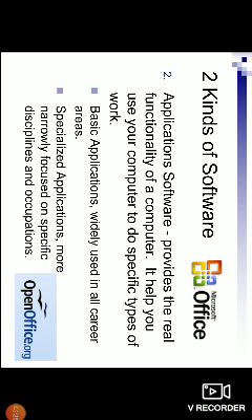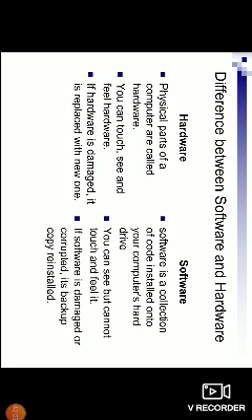And the next one is application software. It provides the real functionality of your computer. It helps you to use your computer to do specific types of work, like basic applications widely used in our career areas, and specialized applications more narrowly focused on specific disciplines and occupations.